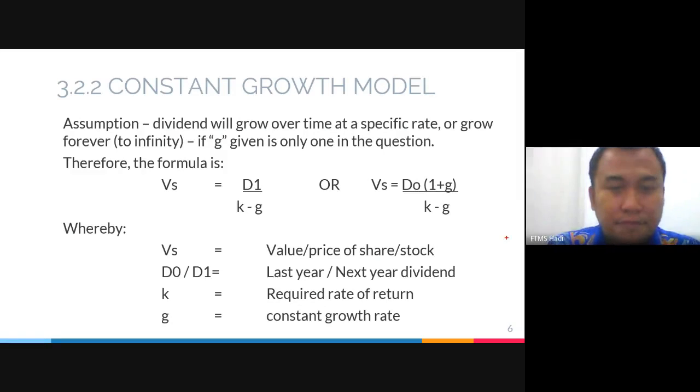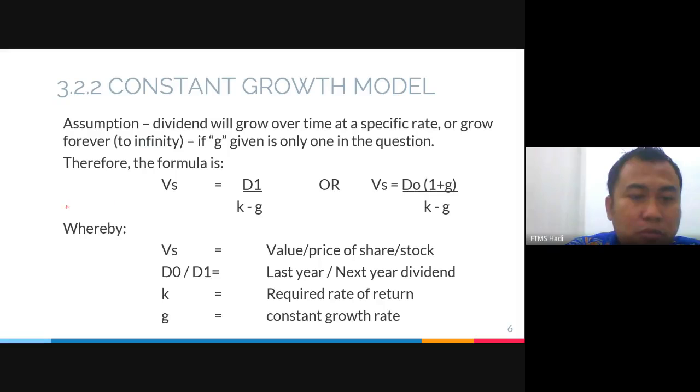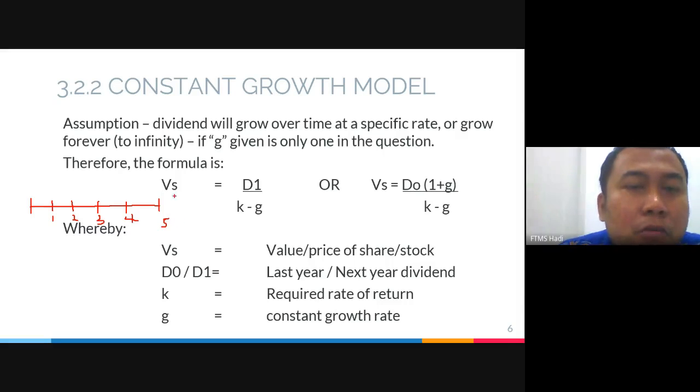Constant growth model. Let me draw to you how the constant growth model works. Year 1, year 2, year 3, year 4, and year 5. What does constant growth model mean? Let's say the dividend today is RM1.